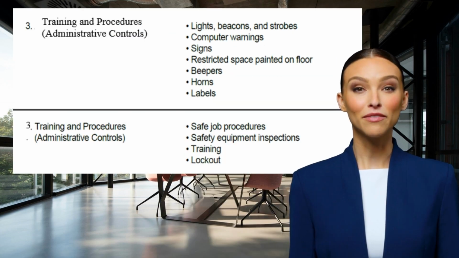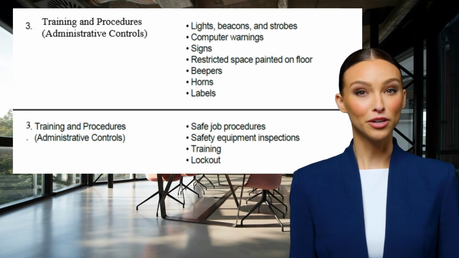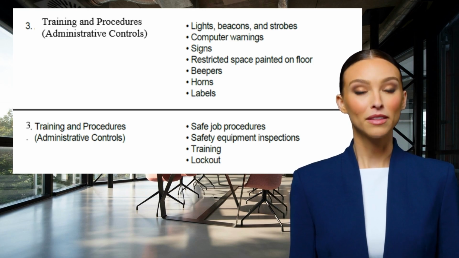3. Administrative controls. These involve changes to the way people work, such as implementing policies or standard operating procedures, scheduling rotations to limit exposure, posting safety signage, conducting training and safety meetings. These are effective, but they rely on human behavior, which can be unpredictable.